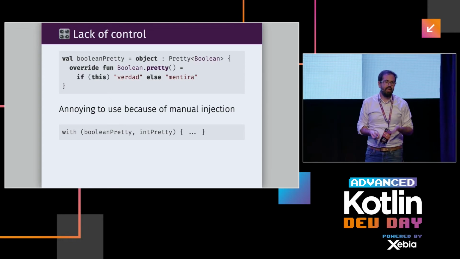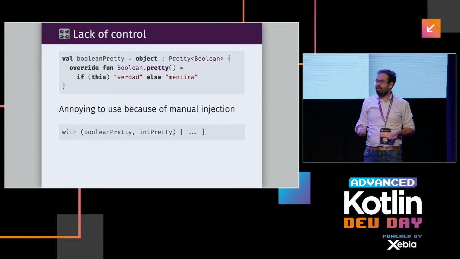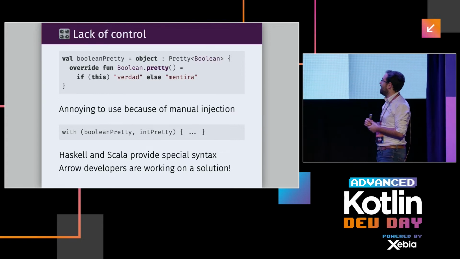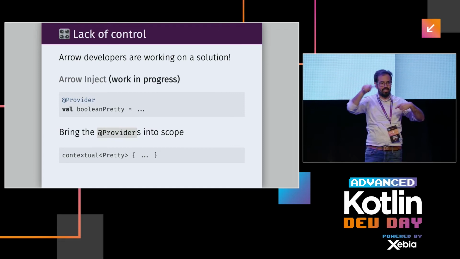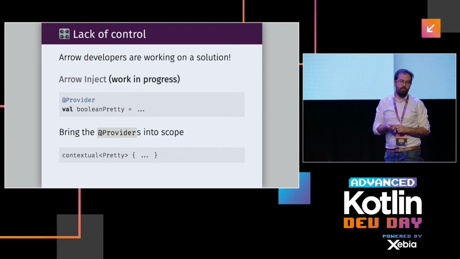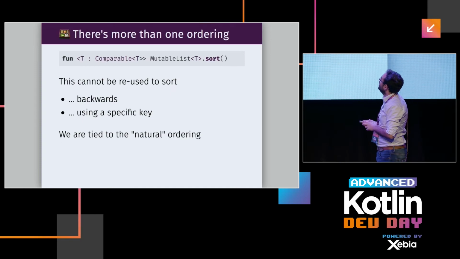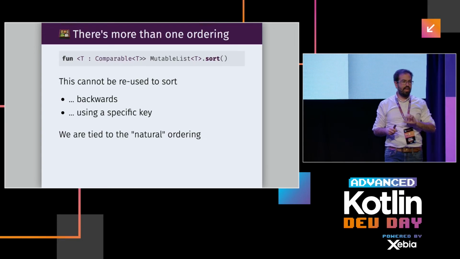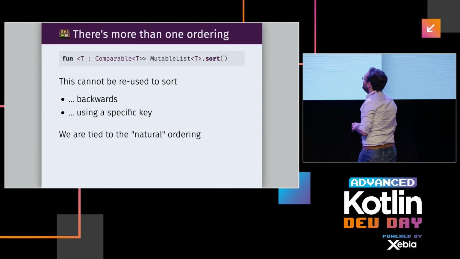Now you will, of course, say, yeah, but now I have to provide all this by hand. That's terrible. And that's why languages which actually have this pattern built in, like Haskell and Scala, have special syntax. The Arrow developers are working on something where you just say provider, and then it essentially writes the with for you, so you don't have to do this. So that's one of the things that maybe in the future will be useful. Who knows? Anyway, this is one problem, because now we can inject the pretty of Boolean even if we don't control Boolean, which we don't, because somebody wrote it in the standard library.